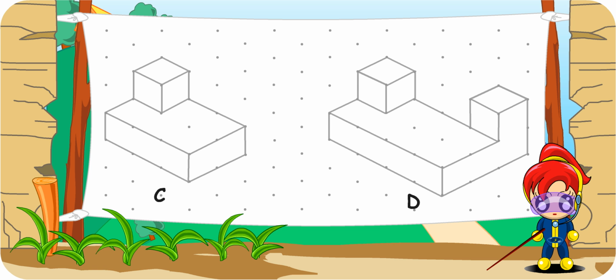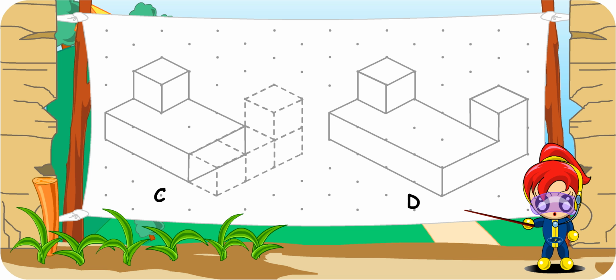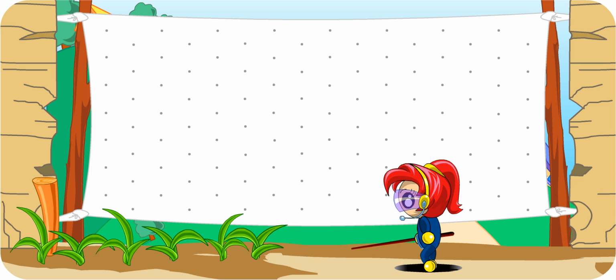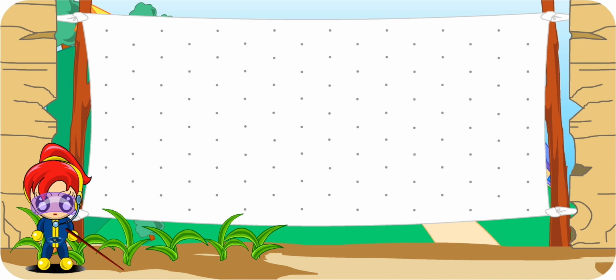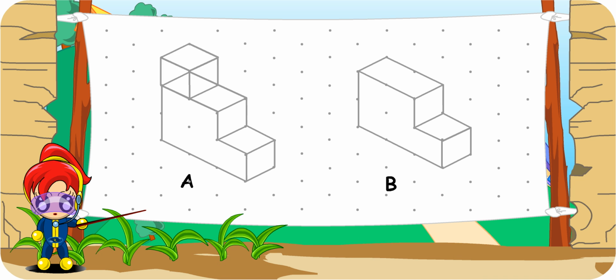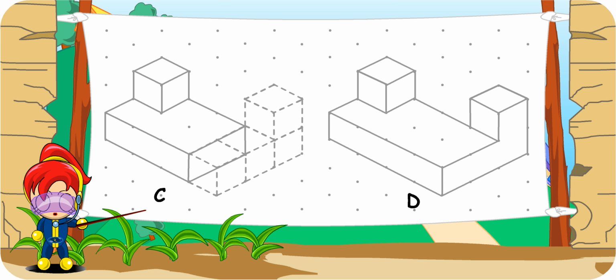What about this solid? Solid C has fewer cubes than solid D. So, I have to add 4 more cubes to solid C. Good. So Turbo Girl, what can you tell from this exercise? Well, I can change the shape of a solid by adding or removing a cube or cubes from it, and thus make it look like another solid. Well said, Turbo Girl.